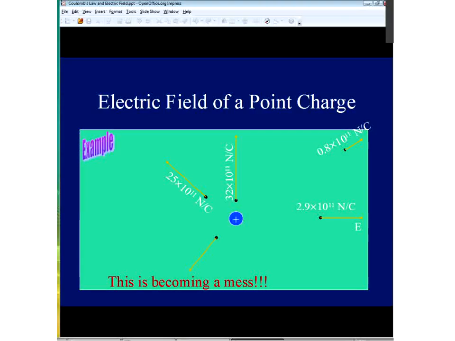So the problem is that we want to get a bird's eye view of electric field at various points for this type of charge, positive charge, let's say. And this way it is not working for us.